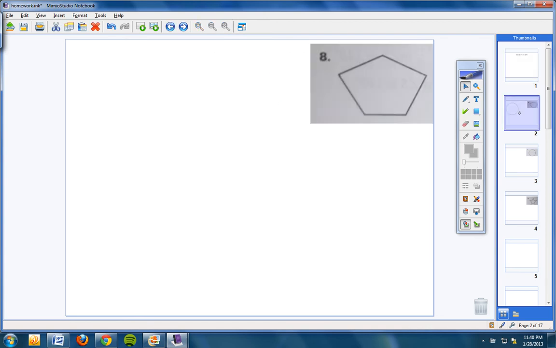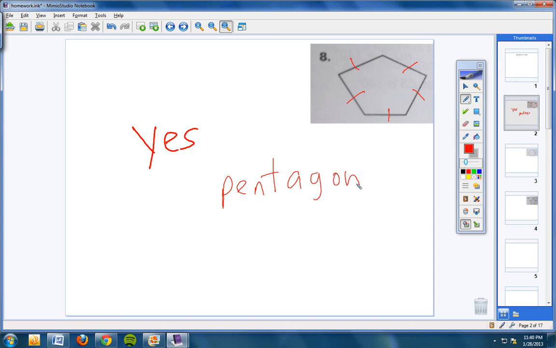Okay, let's get started. Number 8, the book says to decide whether the figure is a polygon. If so, tell what type. If it's not, tell why. Well, first of all, yes, this is definitely a polygon, most definitely. And what type is it? Well, how many sides do we have? One, two, three, four, five. 5 sides. So a 5-sided polygon is called a pentagon.